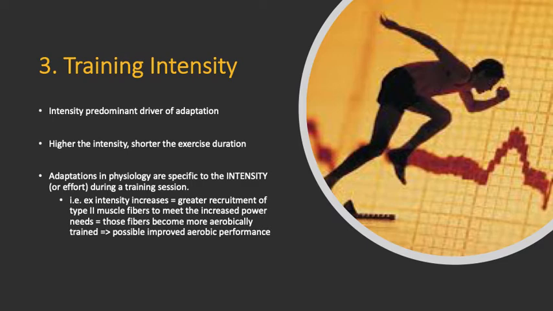For example, when exercise intensity increases, there's greater recruitment of type 2 muscle fibers to meet the increased power needs. Those fibers become more aerobically trained, and it leads to possible improvements in aerobic performance. This is extremely important. The intensity that you're working out at will dictate the physiological change. So if you train slow, you will be slow. If you want to be fast, you need to train fast. So the intensity must mimic the competition demands for an athlete or mimic what the goal is for your client.